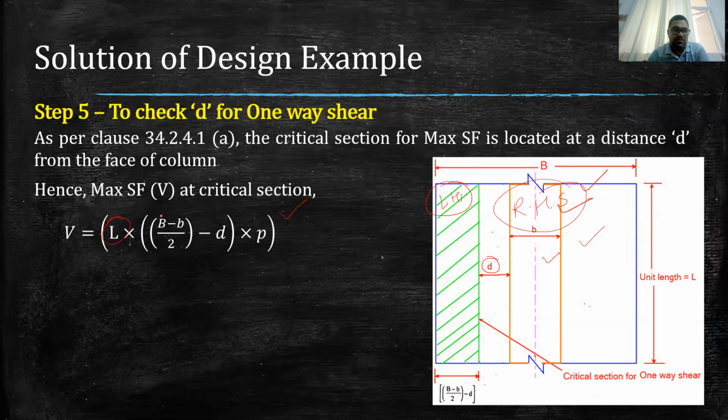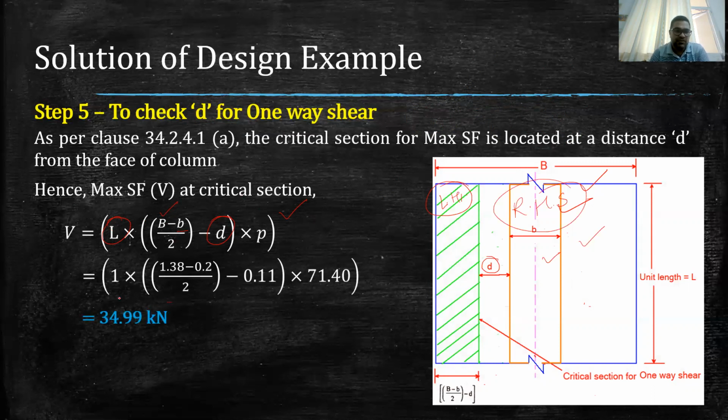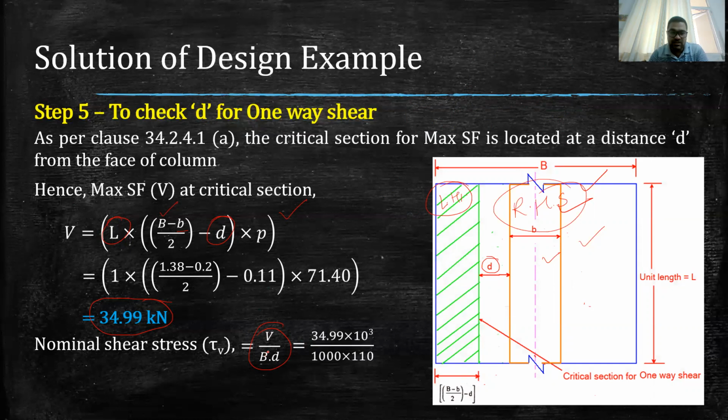L value is 1 meter, b is the thickness of wall, and D is the depth of footing as we have calculated in the previous step. So here we can calculate the value of V as 34.99. Tau v is V upon BD, and here again you have to consider that this B is basically L, which is 1 meter. Why? Because we are designing this footing for unit length. So here again we are supposed to find out the shear stress caused by the force per unit length.